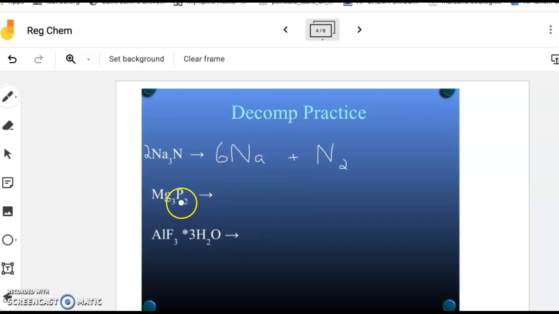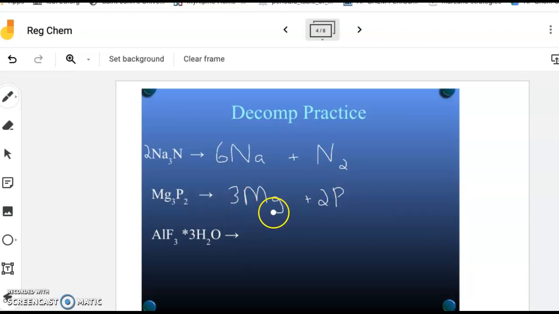Okay, the next one, Mg3P2, so that's going to break apart into magnesium and phosphorus. Phosphorus is not a diatomic, so we don't want a subscript 2. So then we just have to put coefficients in front to balance it out.